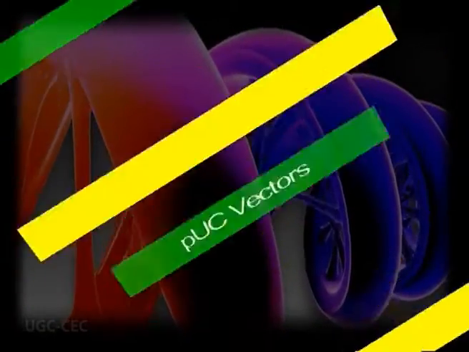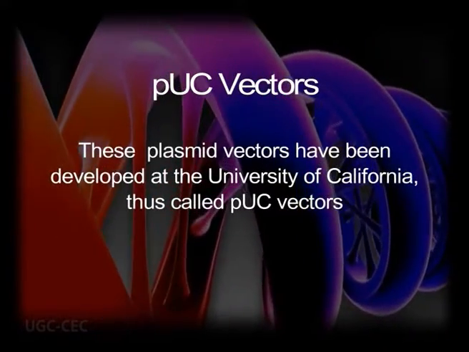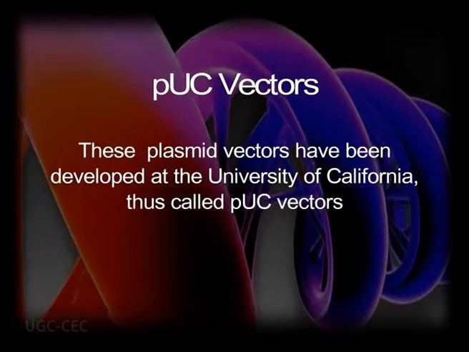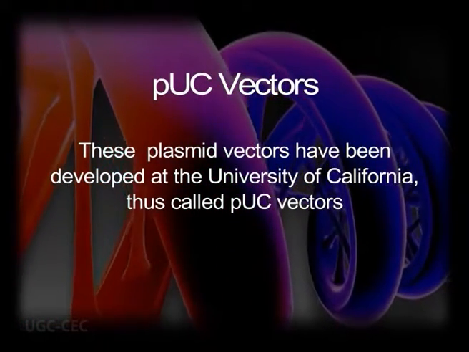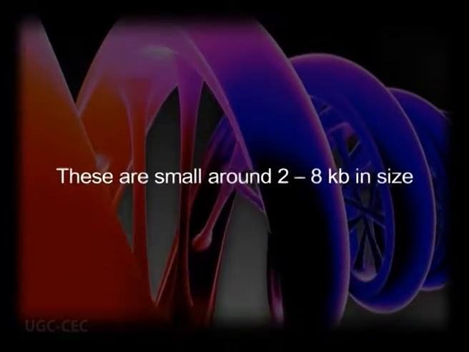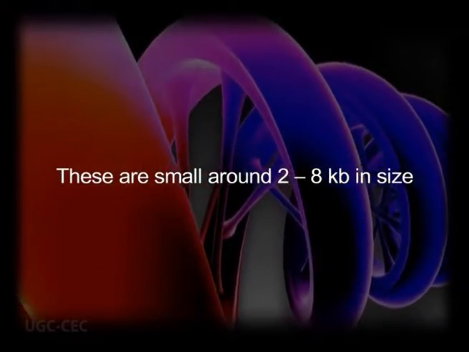Now, what are pUC vectors? These plasmid vectors have been developed at the University of California, thus named pUC: p for plasmid, U for university, C for California. They are called pUC vectors. These are small, around 2 to 8 kilobase in size. They are high copy number plasmids.